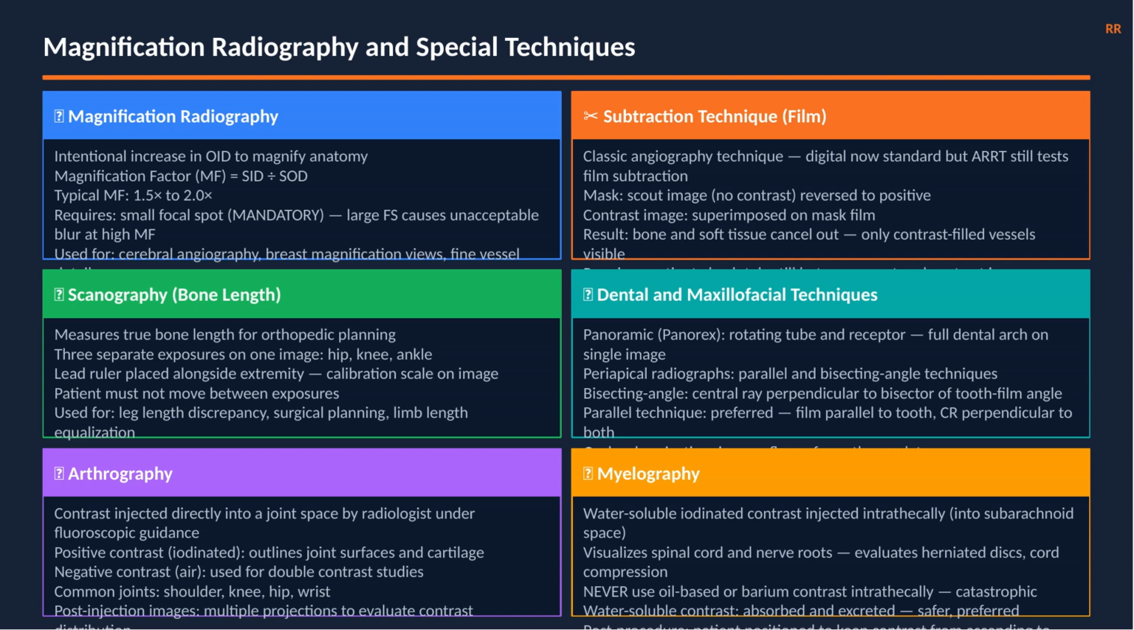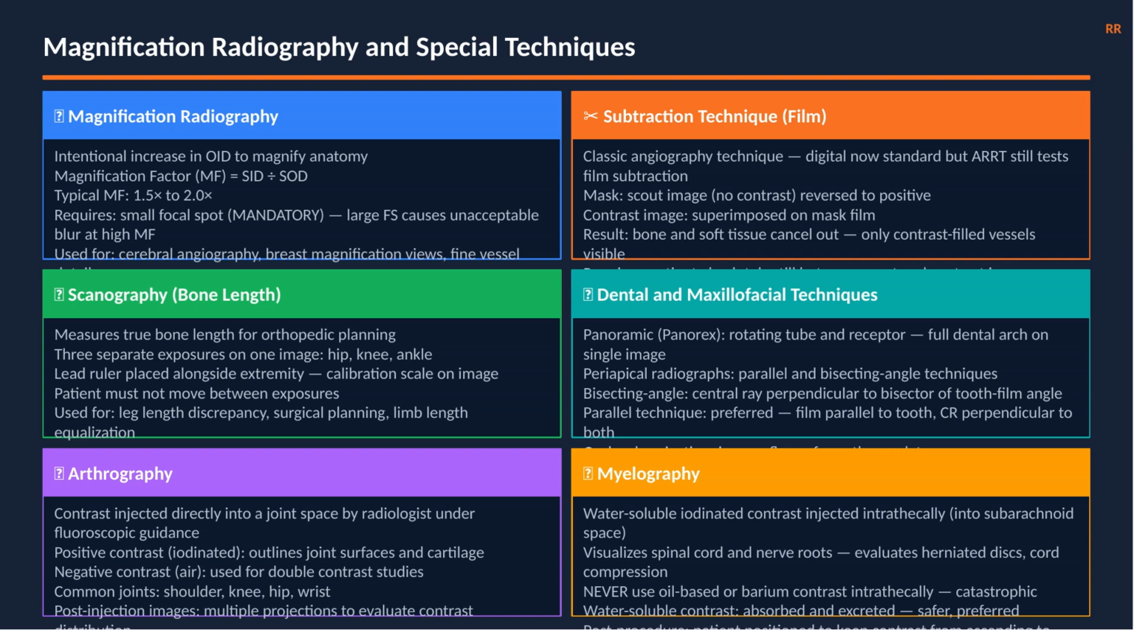Subtraction technique, the classic film-based angiography method. A mask image acquired without contrast is reversed and superimposed on the contrast image. Bone and soft tissue cancel out. Only contrast-filled vessels remain visible. Requires the patient to remain absolutely still between the two acquisitions.